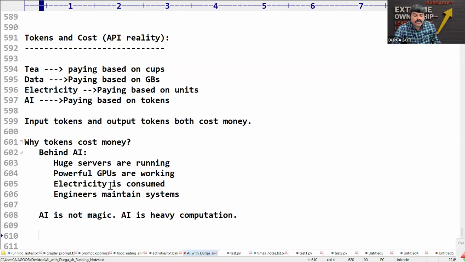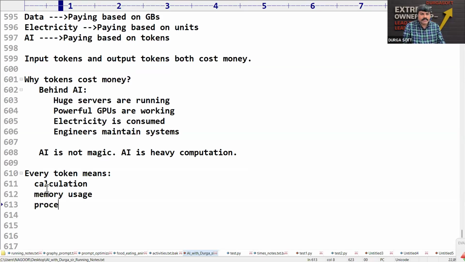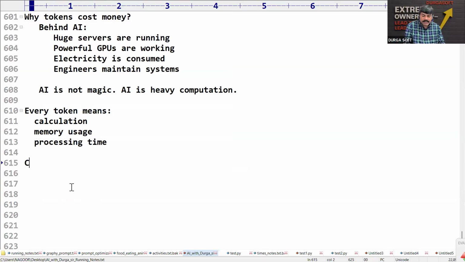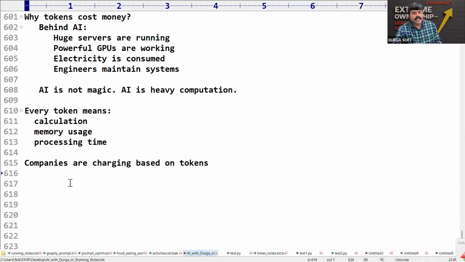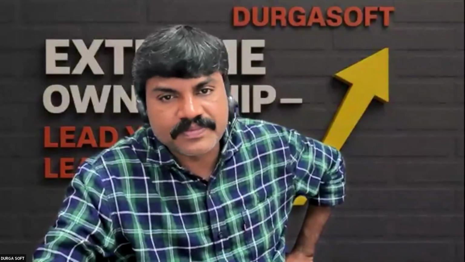So companies charge based on tokens. Every token means calculation, memory usage, and processing time. So companies are charging based on tokens. This idea you people should compulsorily have while performing API calls, especially with AI tools.